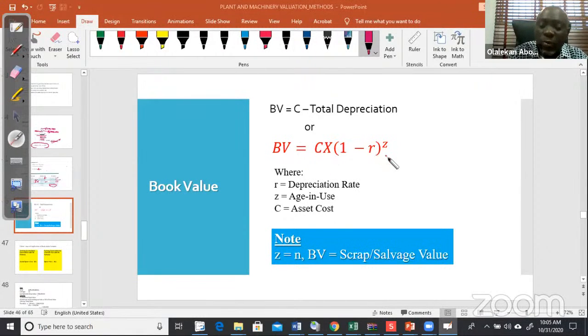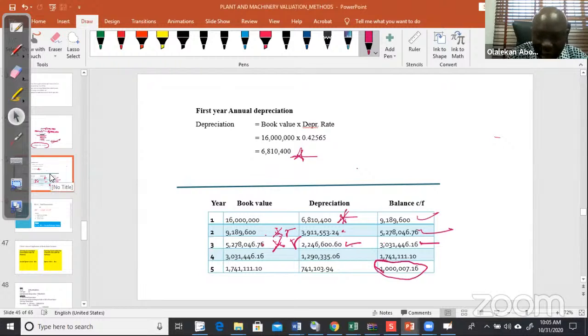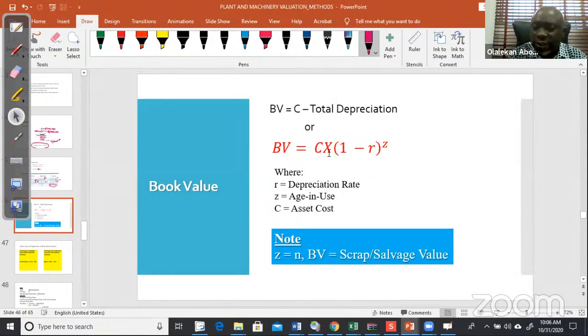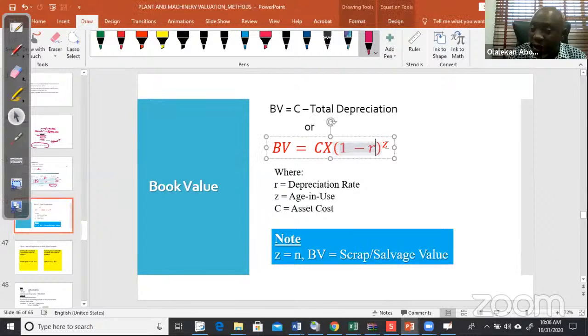Let's say you want to determine book value, like this example we have done here. Incidentally, I didn't do it, but we can quickly do it. Let's say you want to determine book value at the end of year 3. You can use this formula. You have your rate already. Cost here is 16 million. Put your rate here. Then your Z will be 3 years.